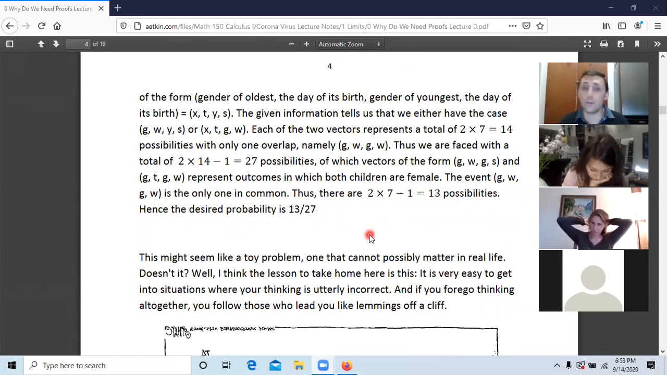So the answer is 13 divided by 27. Isn't it interesting? So this information makes it 13 divided by 27. And your mistake is that you are just focusing on an aspect of the universe, but you have to focus on the full universe. Is it very interesting, guys?